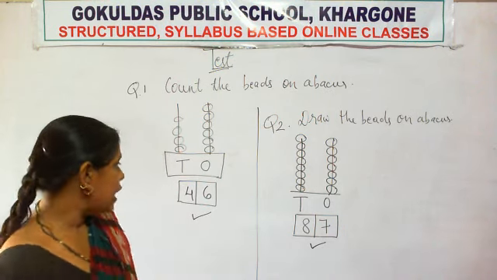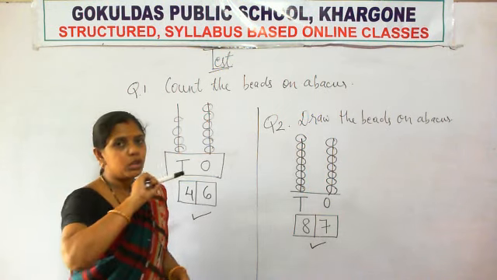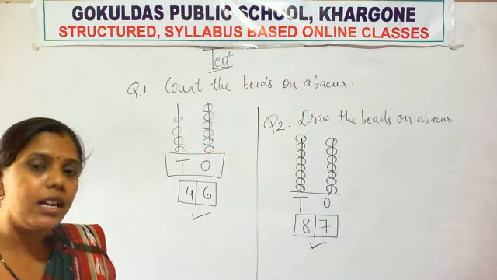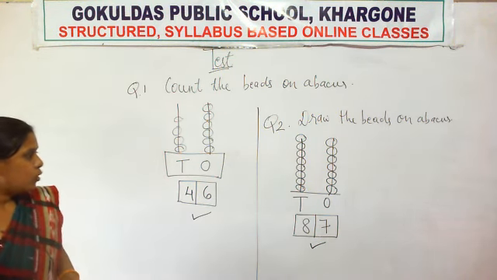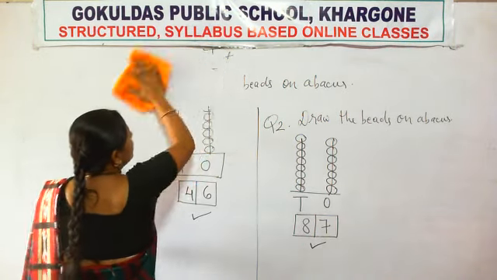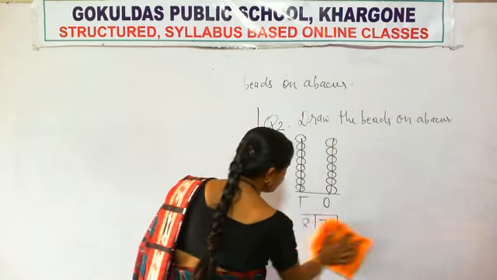Now send me these 2 questions. Take a photo, a snap of these 2 questions and send it to my WhatsApp number. Now let's start the new topic. Open your books, all of you.